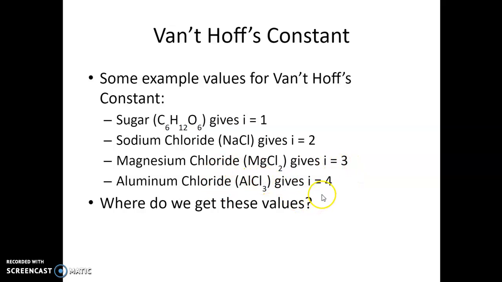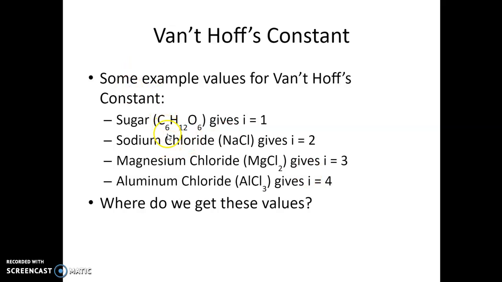And aluminum chloride gives you a Van't Hoff constant of 4. Now, where do you think we're getting these numbers? Now, I know some of you are going to be saying, well, it's the number of atoms in the thing. Well, you're right, except for this first one here. Because we look, there's 1, 2 in sodium chloride. Magnesium chloride is 1, 2, 3. Aluminum chloride, 1, 2, 3, 4. It's the number of atoms, except for up here.